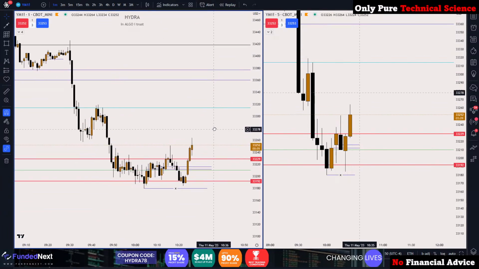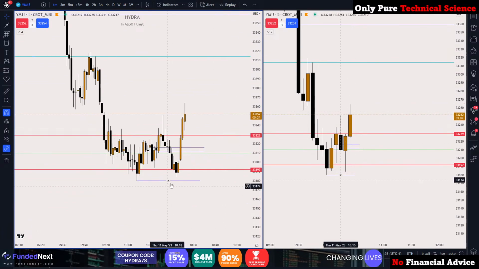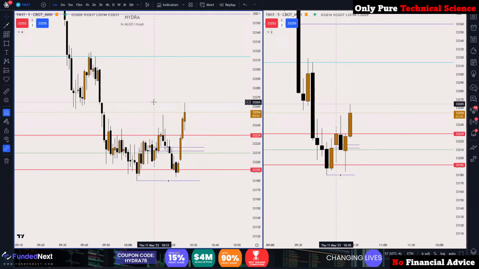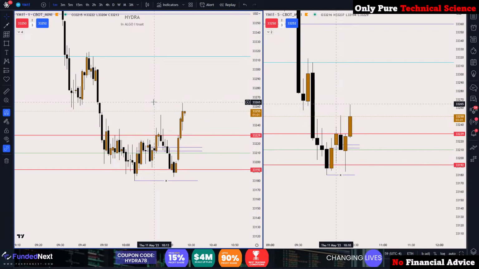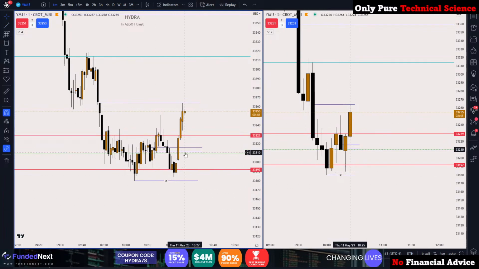On YM, price came down, generated relative equal lows. So at 10:30, the natural gas storage news will release. So we can still expect to see a run into sell side liquidity, as price left these relative equal lows here.